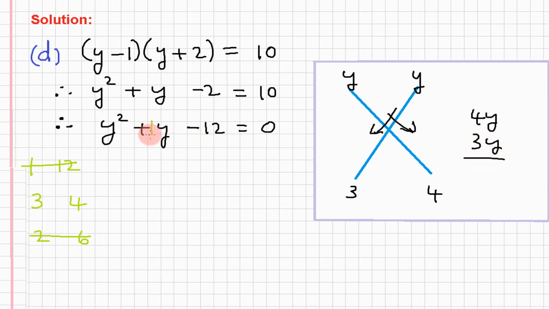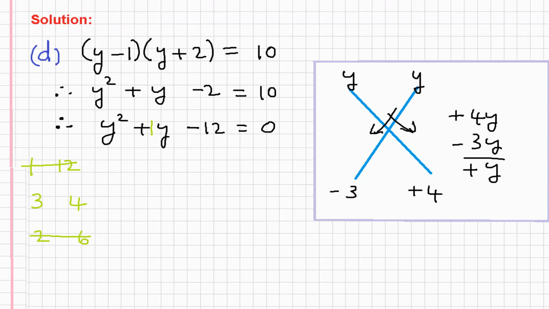Our middle term must be positive 1y or positive y. Then how will 4 and 3 give us positive 1? It's when the 4 is positive and the 3 is negative. So positive 4y minus 3y is positive 1y. Of course, 4y we got by saying y times 4, and 4y is positive, so we need a plus here. 3y we got by saying y times 3, and 3y is negative, so we need a minus here.